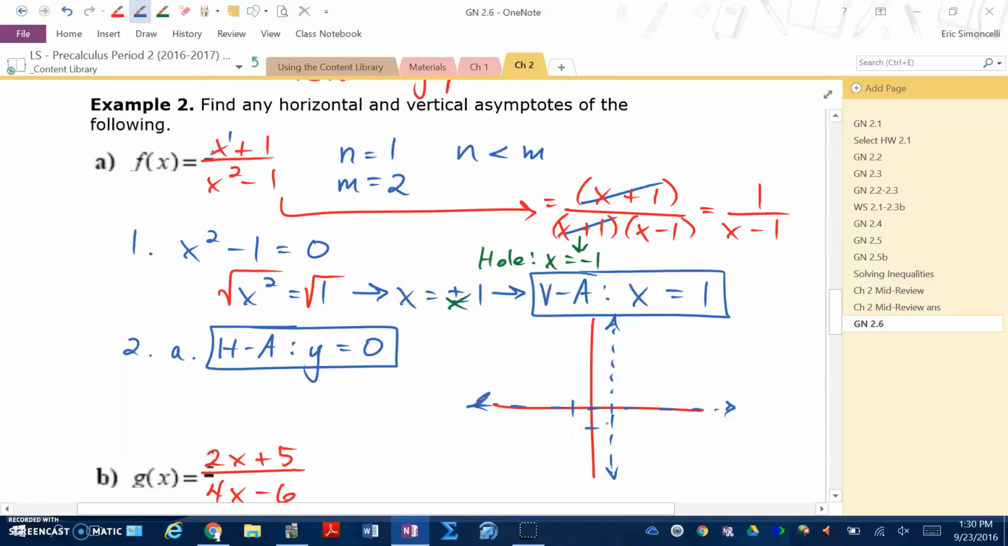I do want to highlight the fact, before I graph this and note what the hole is, let's highlight ordered pairwise what the hole would look like. We're going to plug in -1 into the simplified version here. So if we plugged in -1, we'd have 1 over -1 minus 1, which is, of course, 1 over -2. So the ordered pair for my hole is at -1 comma -1/2, which is roughly here.